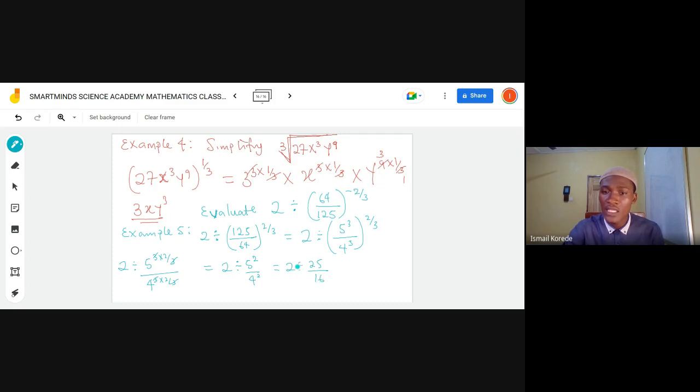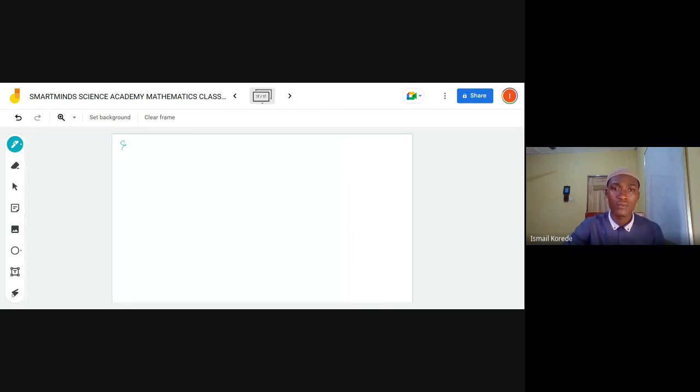So I can change this division sign to multiplication by flipping the right hand side. So I'm going to have 2 times 16 over 25, which gives 32 over 25 as our final answer. Or better still, we can say I have one whole number, 7 over 25, as my final answer. Okay, example 6 now.